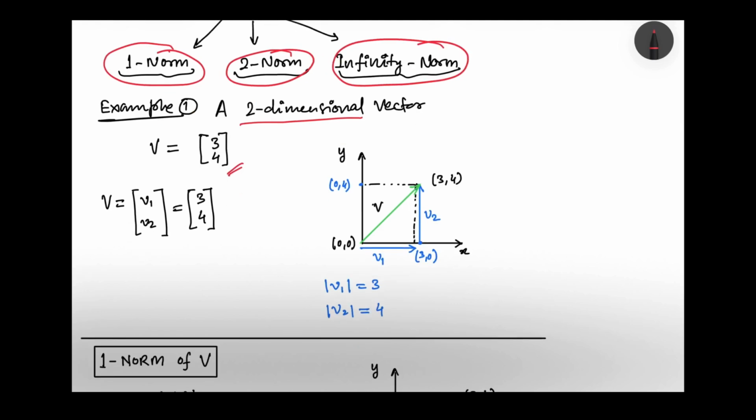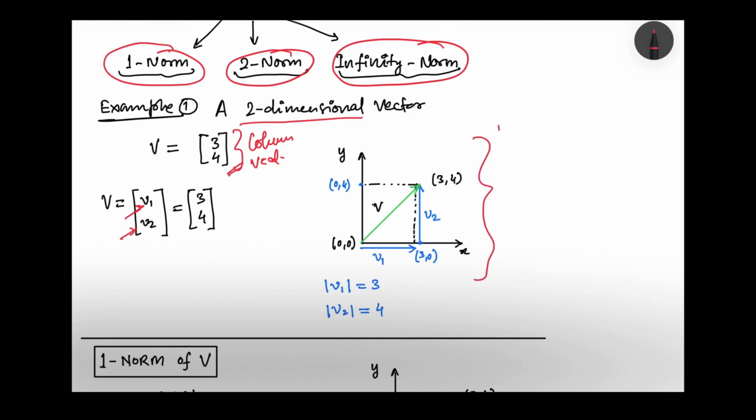First, let us look at this vector. We have taken vector v equals 3 comma 4. This is a column vector, and it has two elements, 3 and 4. We will call these elements v1 and v2, which are 3 and 4. Now we represent this vector in a coordinate frame.